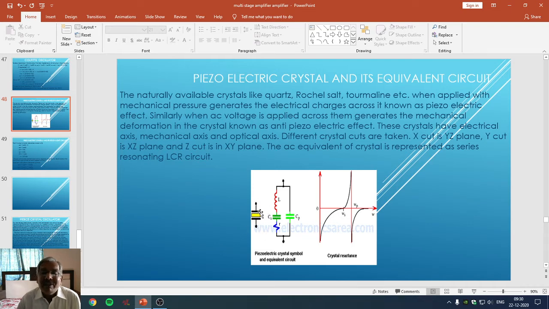Cut in a proper way. So that's why we can say this crystal cut equivalent circuit behaves like an LCR series as well as an LCR parallel circuit.